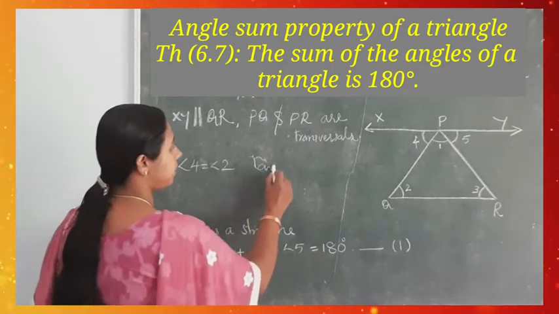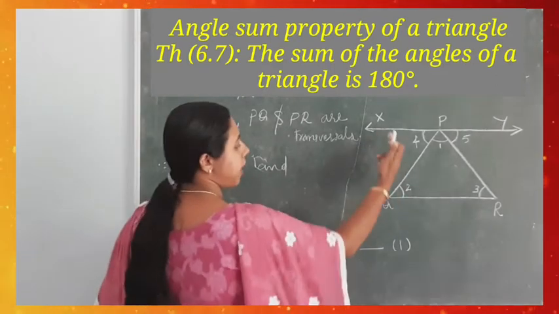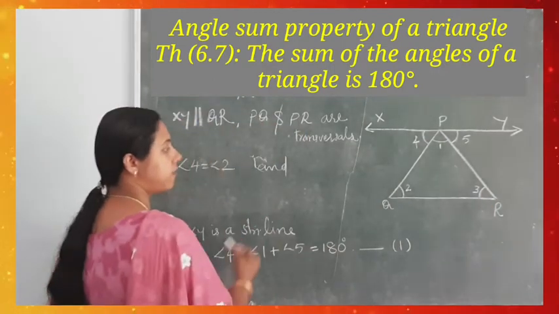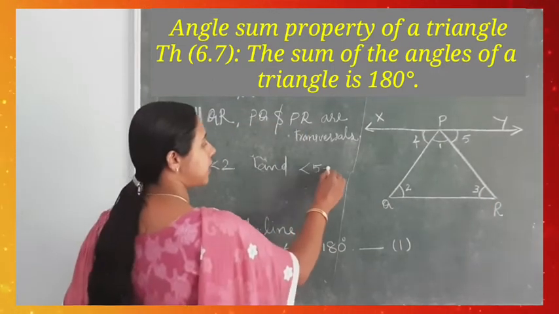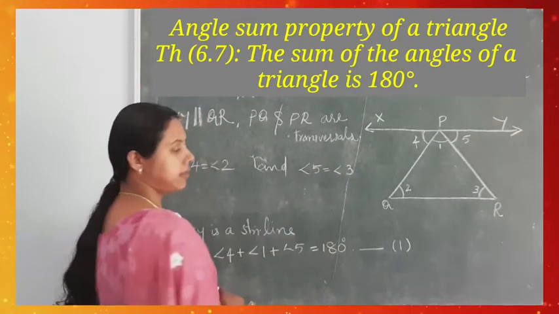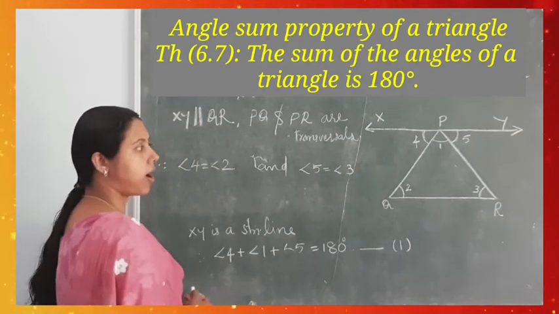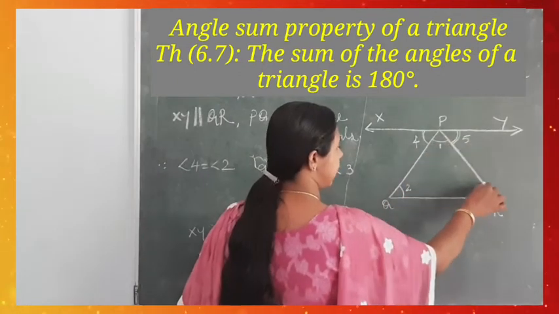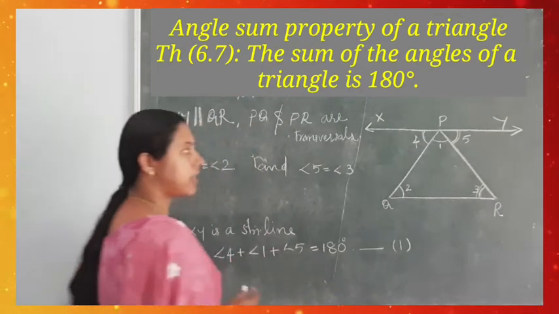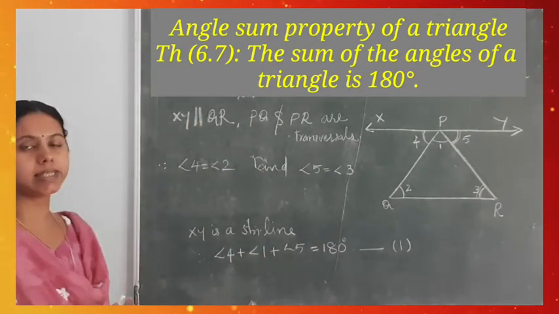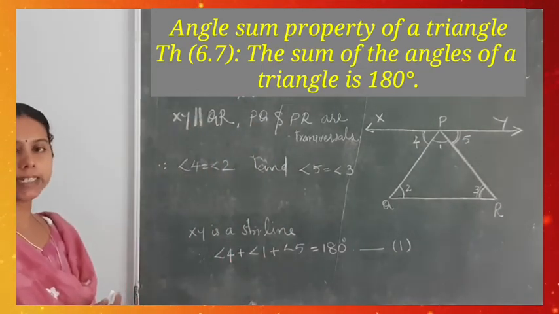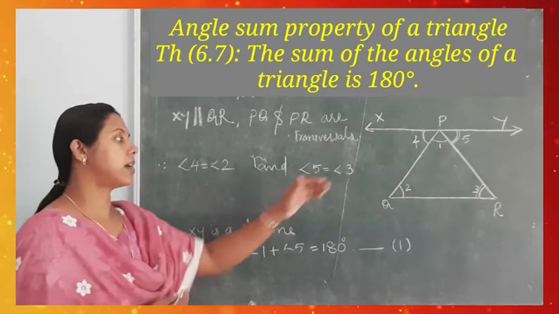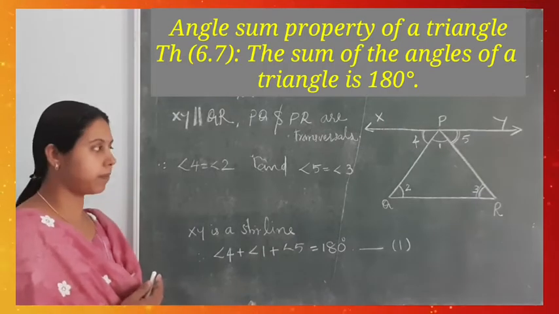And XY is parallel to QR and PR is the transversal. Therefore, angle 5 is equal to angle 3. They are alternate interior angles, using the same theorem: if a transversal cuts two parallel lines, then each pair of alternate interior angles are equal. So, angle 5 is equal to angle 3.